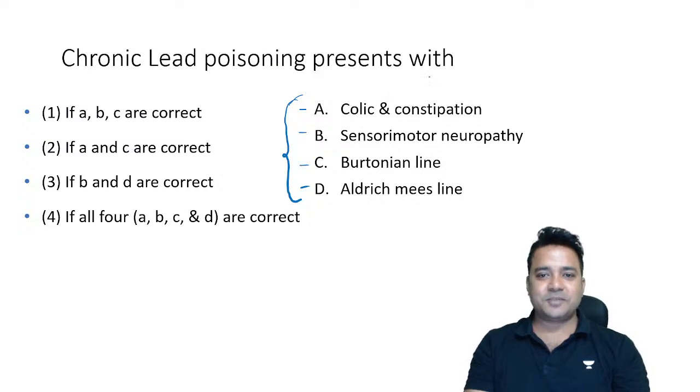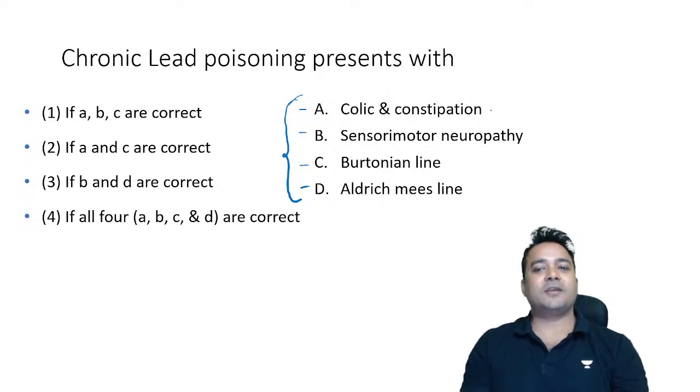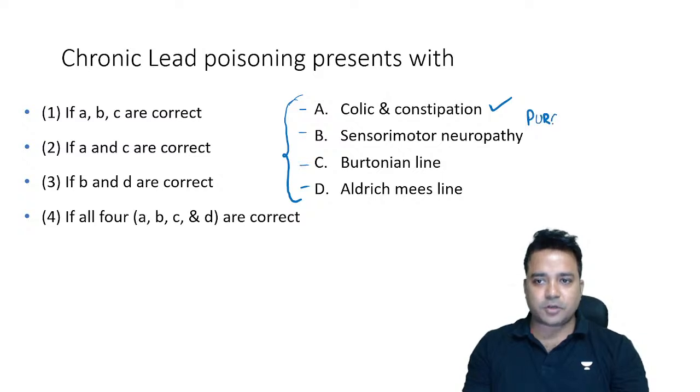So chronic lead poisoning presents with, yes, circumoral pallor, colic and constipation. So colic and constipation occurs. But lead poisoning leads to pure motor neuropathy, not sensory motor neuropathy. Pure motor neuropathy. So this is wrong, the wrong option, because it leads to pure motor neuropathy.